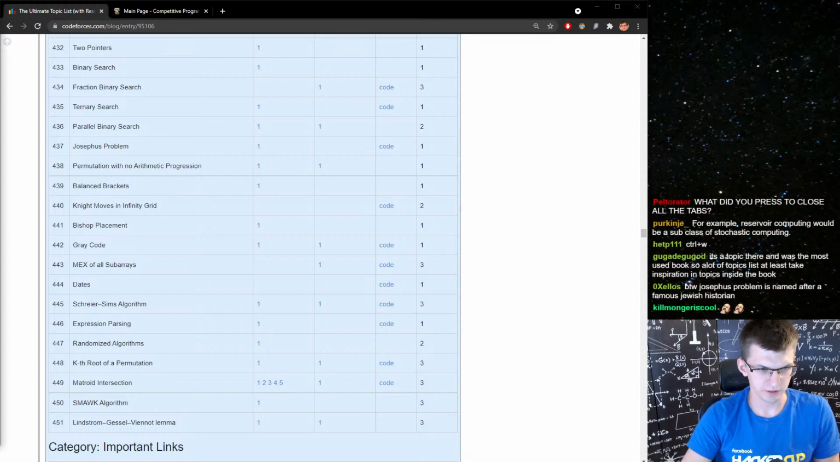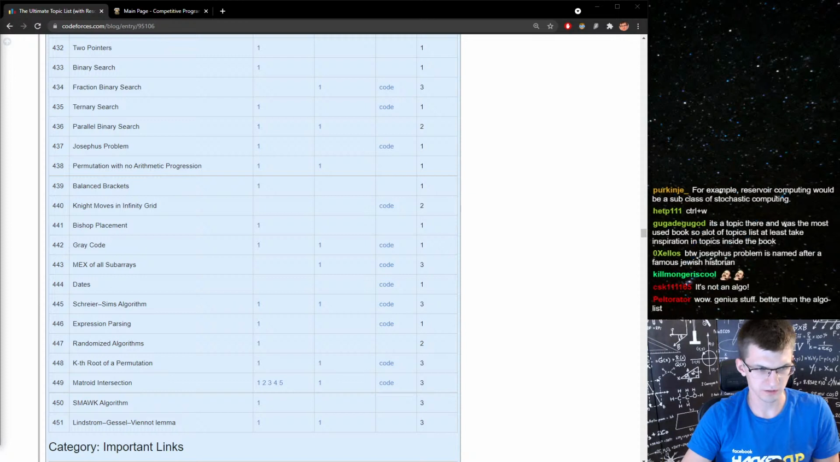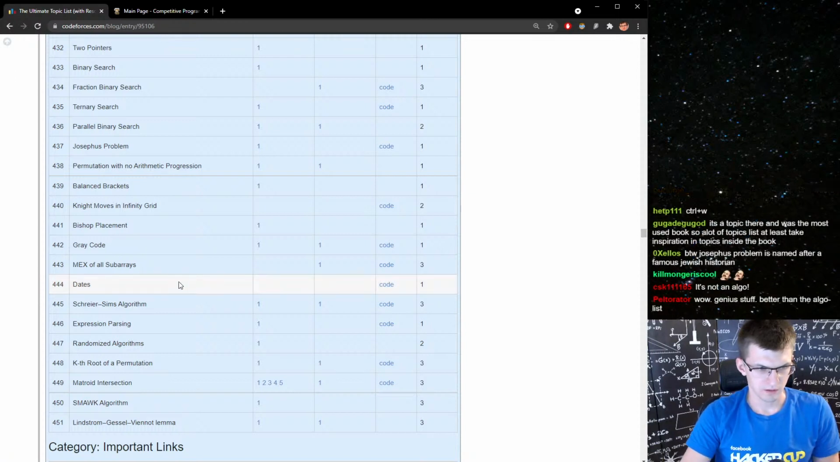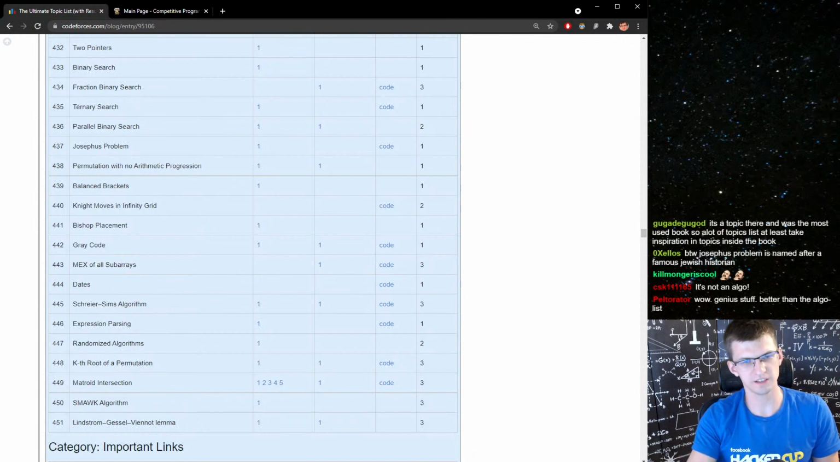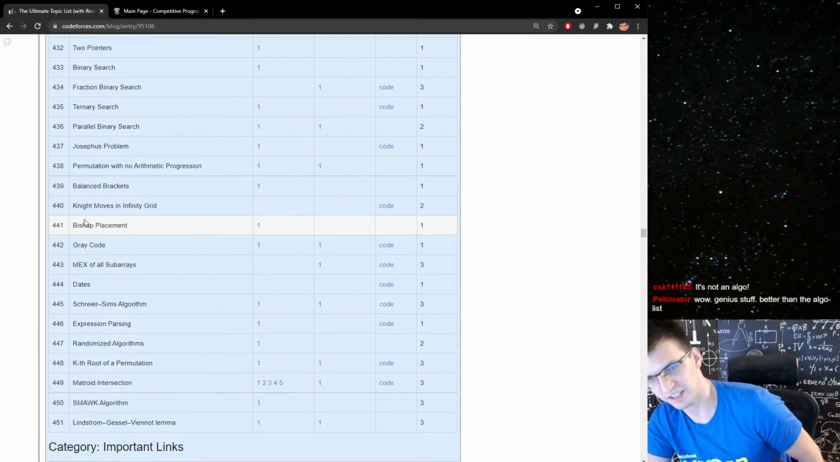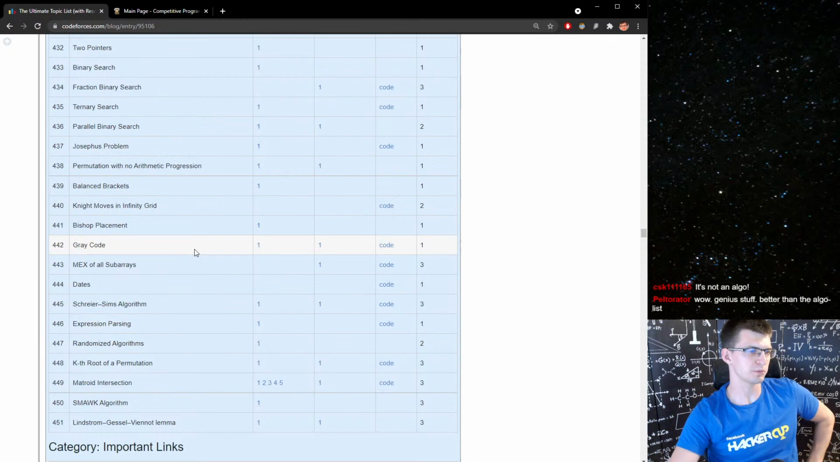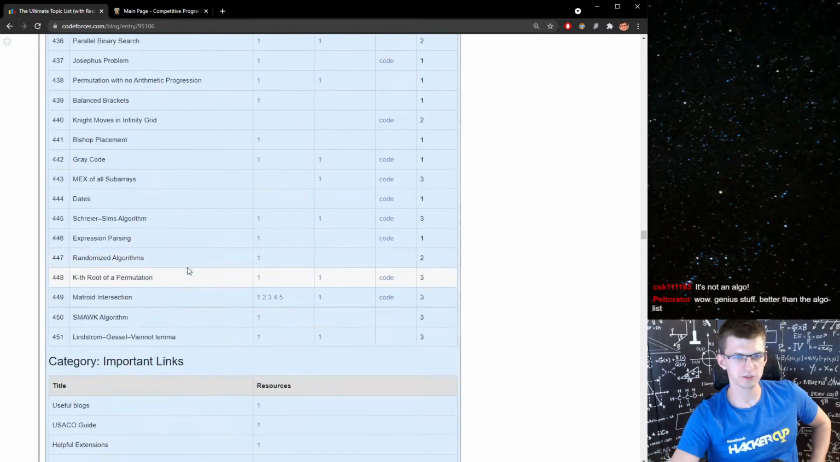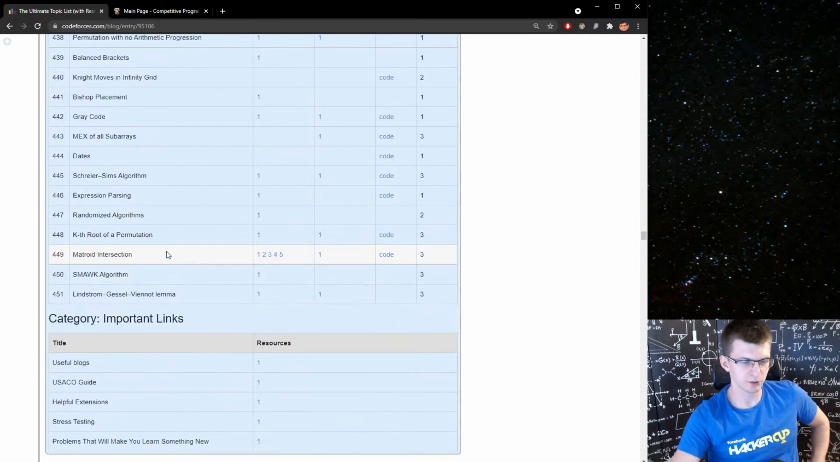It's a topic there and was the most used book, so a lot of topic lists at least take inspiration from topics inside the book. Oh, I see. So Halim said that this is an algorithm worth knowing, and now other people say, okay, it's an algorithm, it's worth talking about. Fine. But still, I claim this list can be improved. Maybe it should be trimmed down to like 300 entries by removing problems.